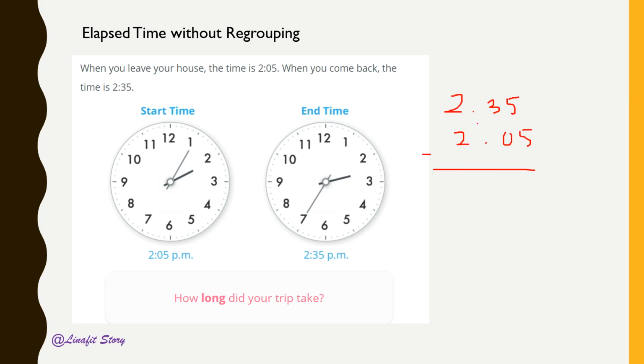So we'll subtract the minutes first. 35 minutes minus 5 minutes equals to 30 minutes. 2 hours minus 2 hours equals to 0 hour. So the time interval between 2:05 and 2:35 is 30 minutes.